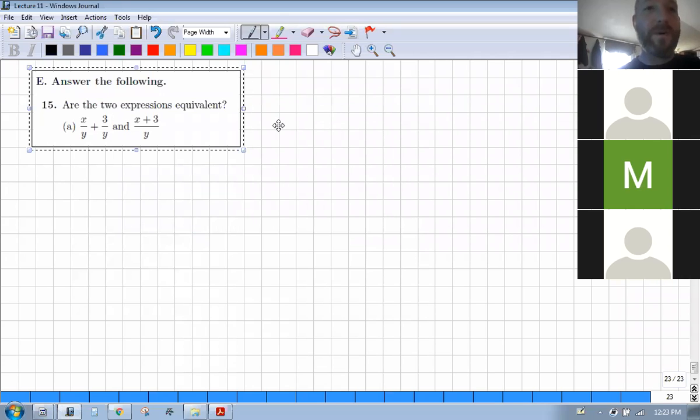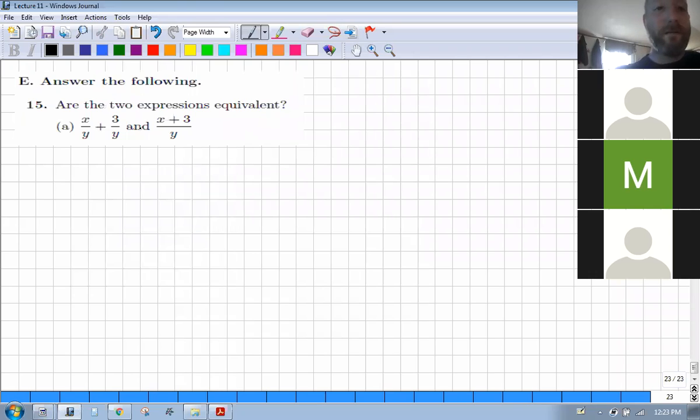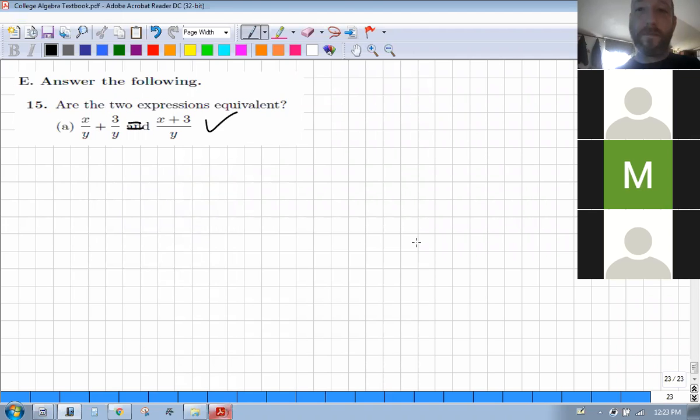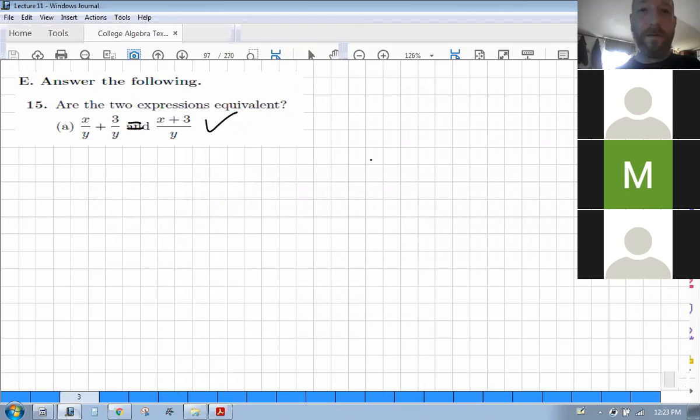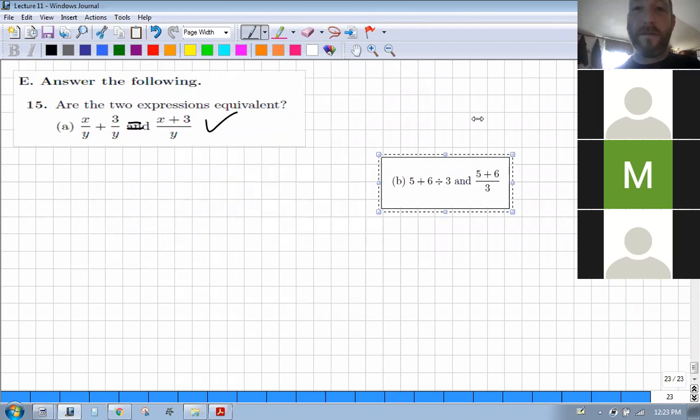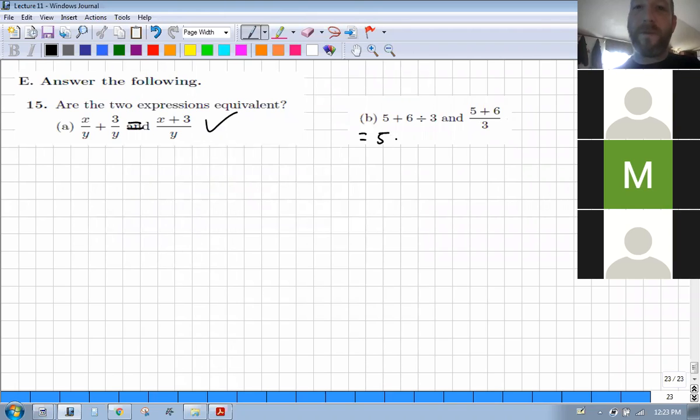Are the two expressions equivalent? Yeah, because they're equal, right? What about this one? This is 5 plus 6 over 3, which is 5 plus 2, which is 7. This is 11 over 3. That's not 7. So no, they're not. This would be 5 plus 6 divided by 3.